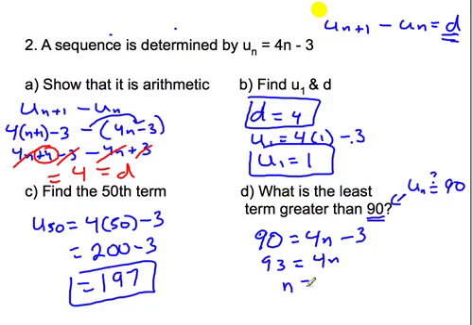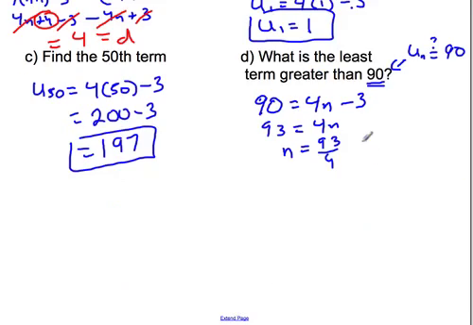And then n equals 93 divided by 4, which is equal to 23.25. So that means that 90 is not a term in the sequence. But we have 23.25 for n here. If you round that up to 24, if you let n equal 24, then that will give you a number that's greater than 90.